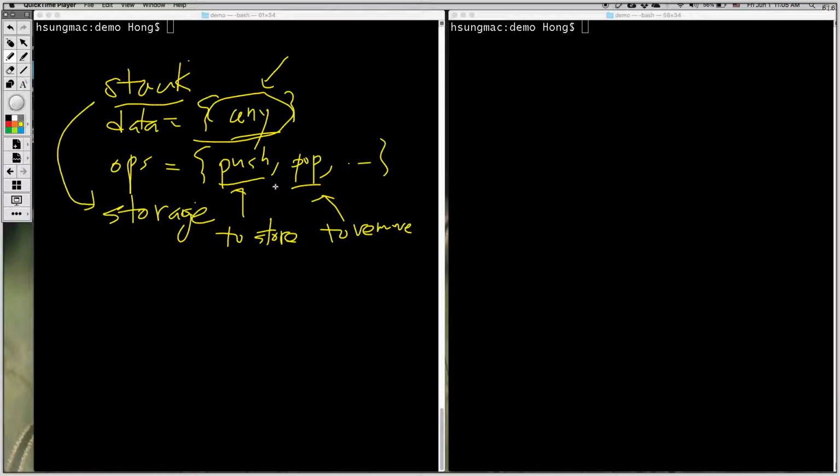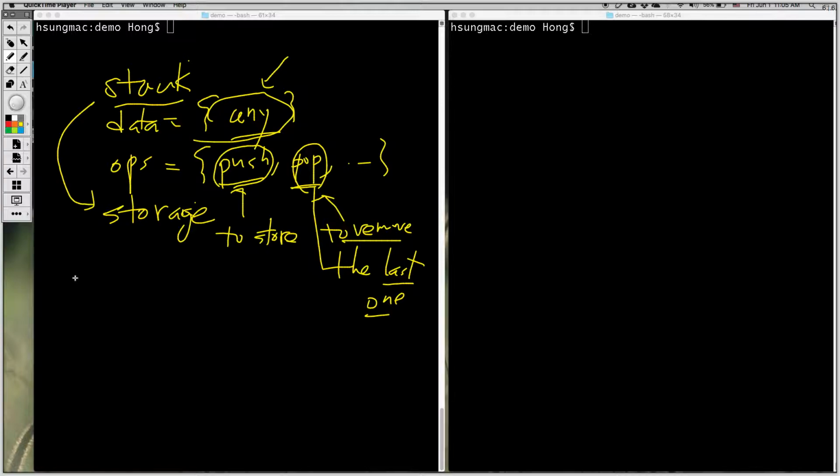Here, push and pop have certain requirements, certain properties. That is, when you store data, you can use a push, but when you pop the data, which one will be popped out? The stack data structure defines that pop should remove the last entered data. The last entered data should be removed.